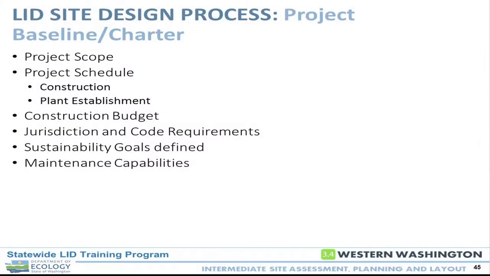So getting to that first step, this is developing the project baseline, or what we call the charter. What is the project? What is the project scope? Develop that early on in the project so you can understand how far you're going to go with this project. What are the requirements you're going to do? What is the project schedule?